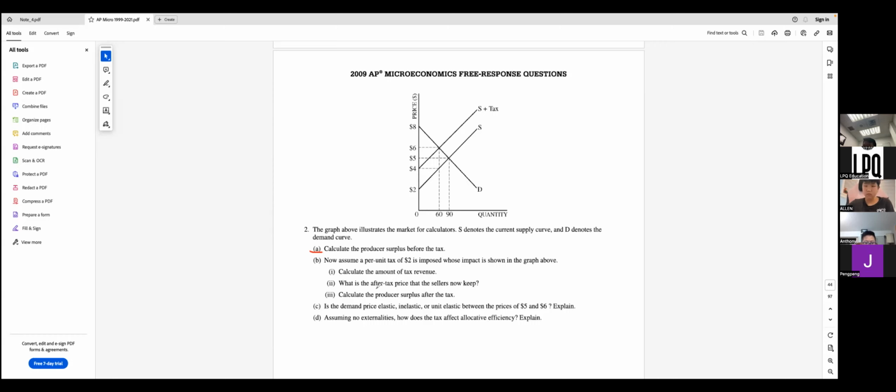Number 2 and number 3: what is the after-tax price that the seller keeps? Number 2 actually asks you about the so-called producer price, but number 3 is the producer surplus. Producer surplus is an area, but the producer price is a specific point, a price level. It's a point that lies on the vertical axis. So these are two different things.